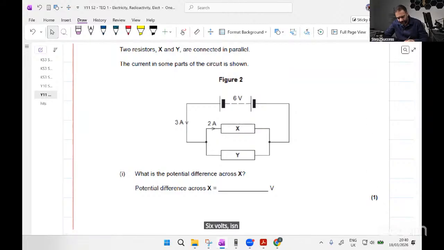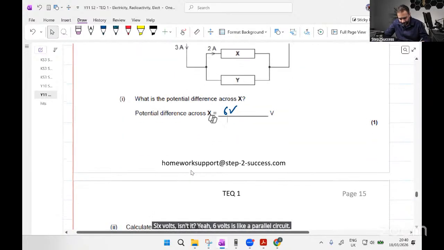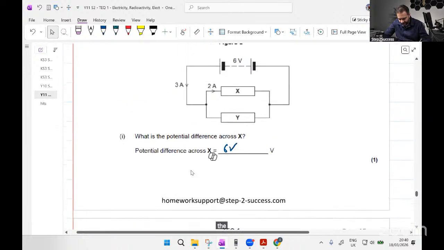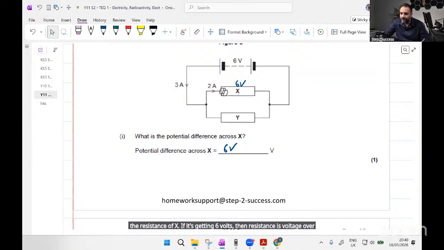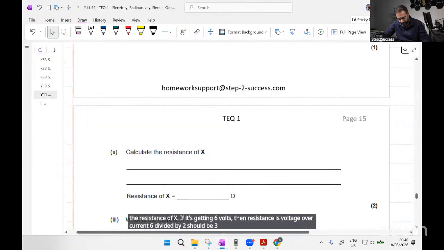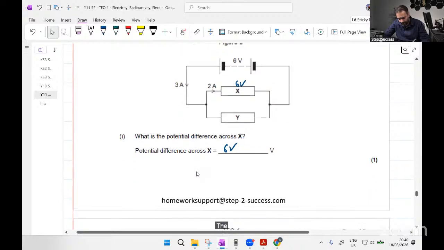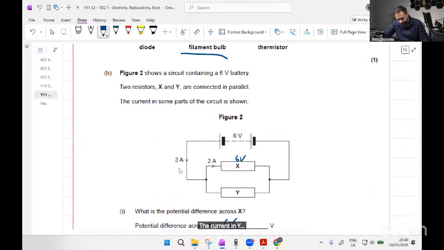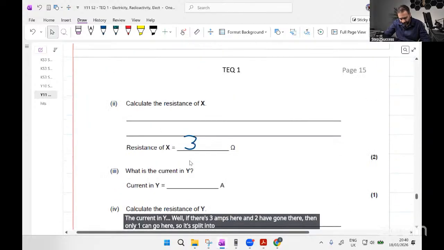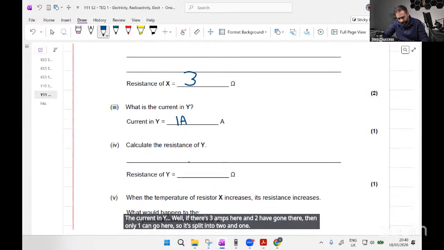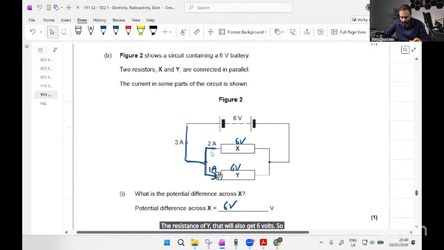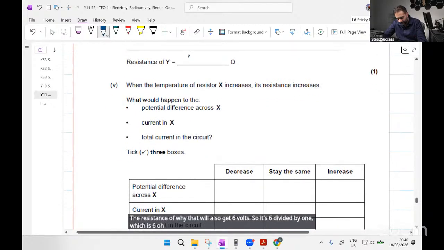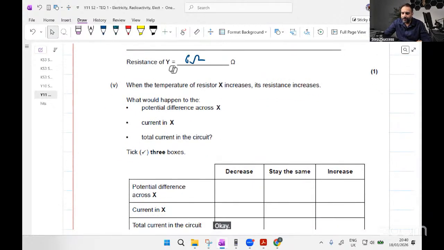6 volts, isn't it? Yeah, 6 volts is like a parallel circuit. The resistance of X, if it's getting 6 volts, then resistance is voltage over current. 6 divided by 2 should be 3. That was 3. The current in Y, well, if there's 3 amps here and 2 have gone there, then only 1 can go here. So it's split into 2 and 1. The resistance of Y, that will also get 6 volts. So it's 6 divided by 1, which is 6 ohms. Okay, so that's all that done.